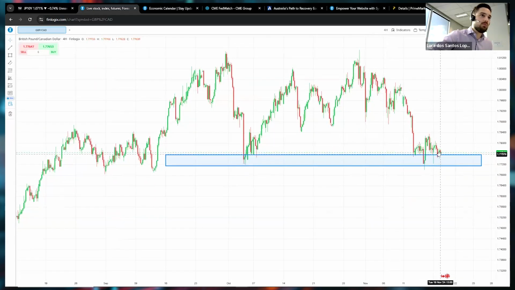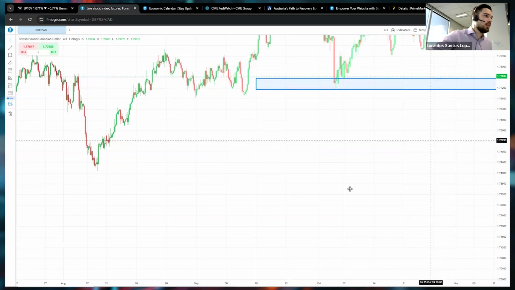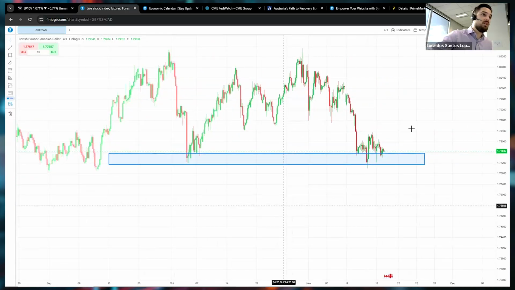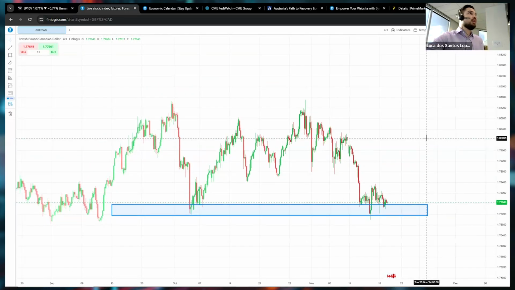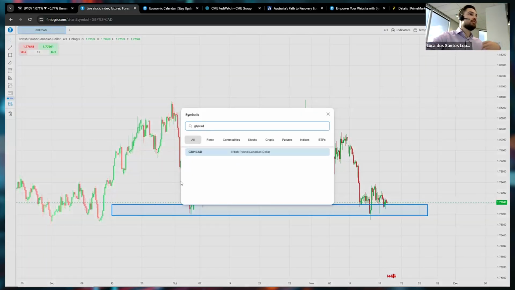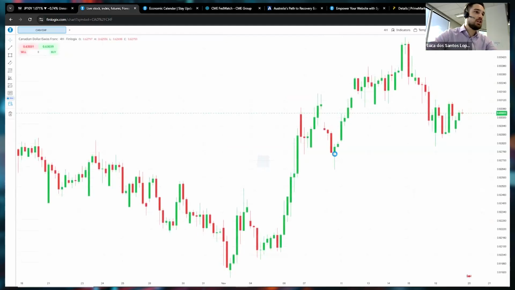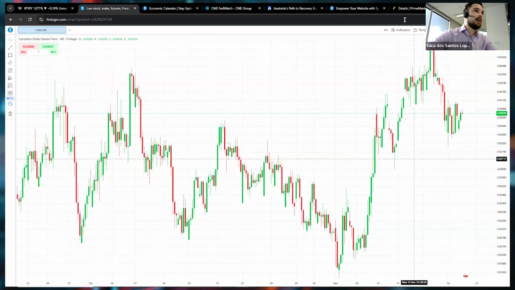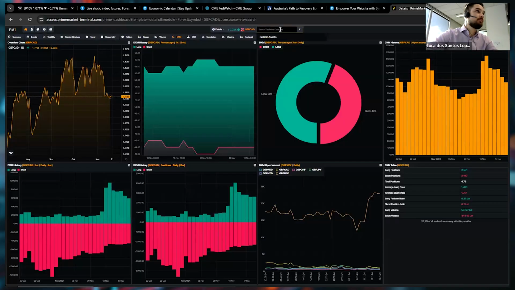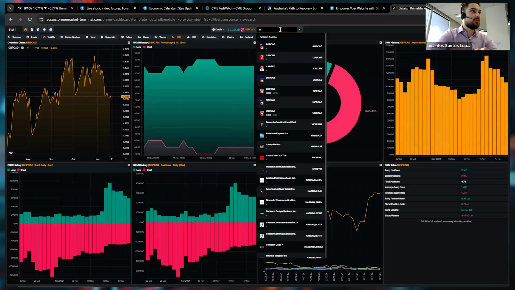So most likely we'll be looking to break through this area. But maybe it's a good opportunity. Now, CAD CHF, shorting CAD CHF. So if you short CAD CHF and long GBPCAD, you pretty much hedge your position. But let's have a look here. CAD CHF.